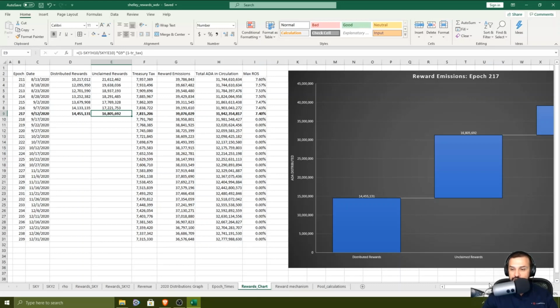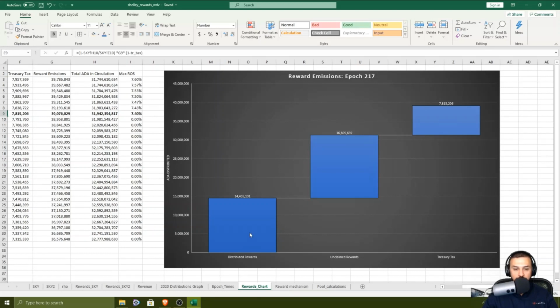Graphically, it looks like this over here. You have the distributed rewards, which is the part of rewards that goes to the stakeholders that are staking. There's unclaimed rewards that go into the treasury, and then there's a treasury tax, which is 20% on the total amount. You have around 39 million in total.